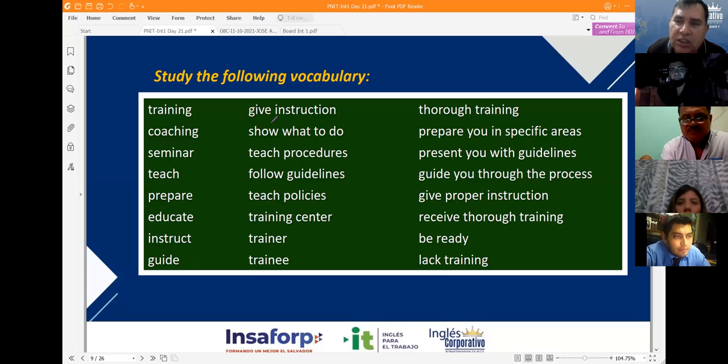Give instruction. Okay, let's separate instruction from instructions. Instructions is what to do, right? Instruction is training. Instruction, not instructions.